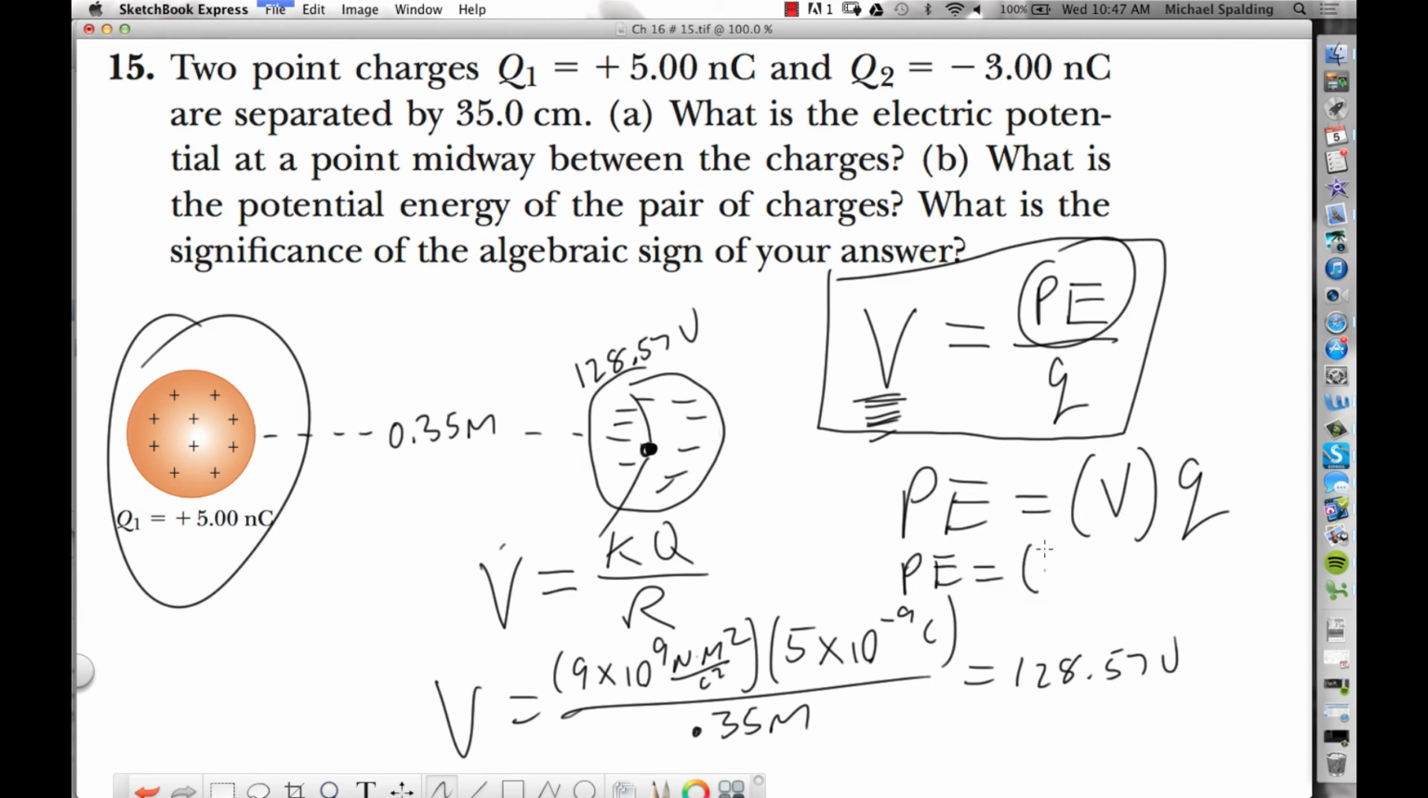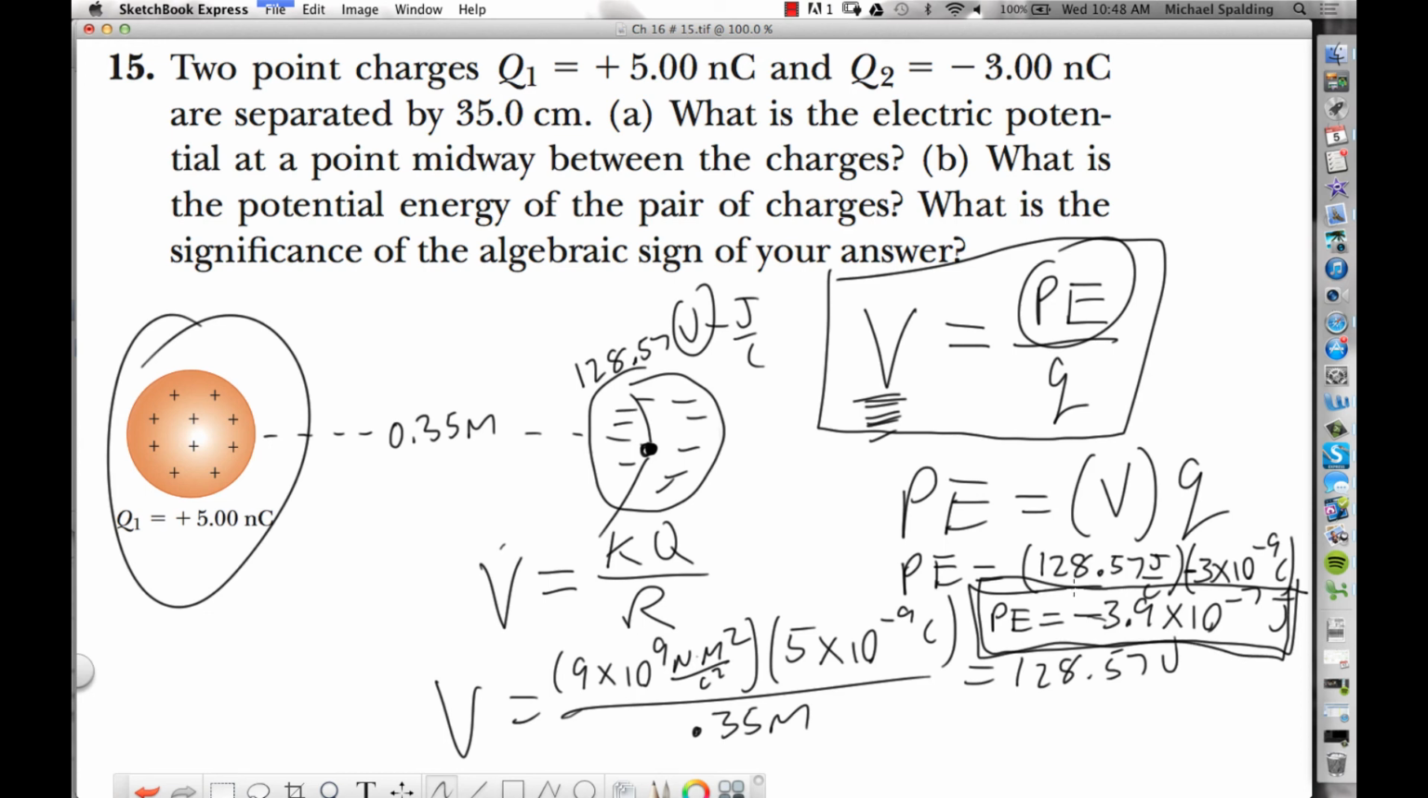So the electric potential at that point is 128.57, and a volt is a joule per coulomb. This V right here is joules per coulomb, and then the charge is the charge sitting at that point, which is 3 times 10 to the negative 9 coulombs. Oh, and he's negative, put the negative there. So this gives us a potential energy of negative 3.9 times 10 to the negative 7 joules. That's the answer to part B.